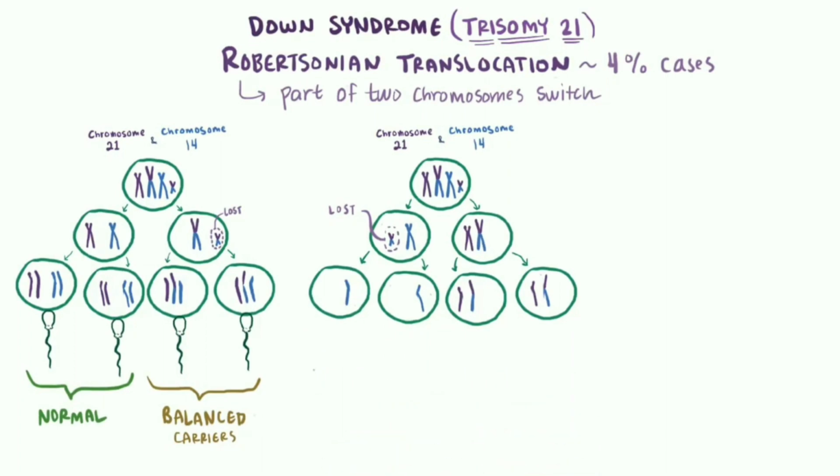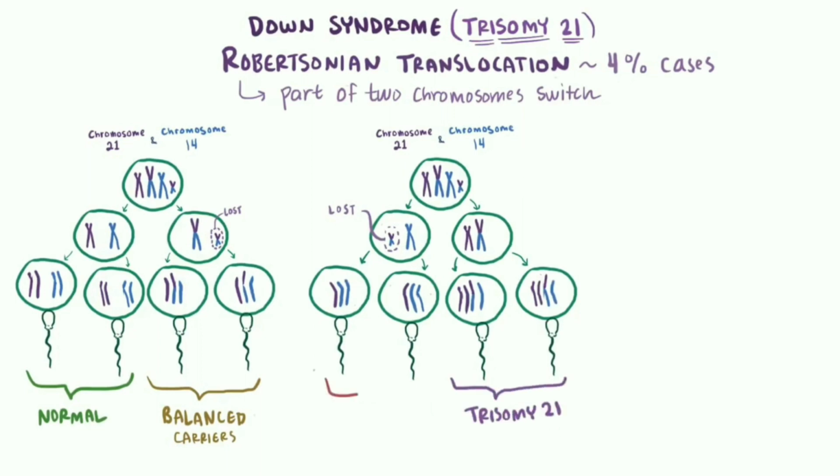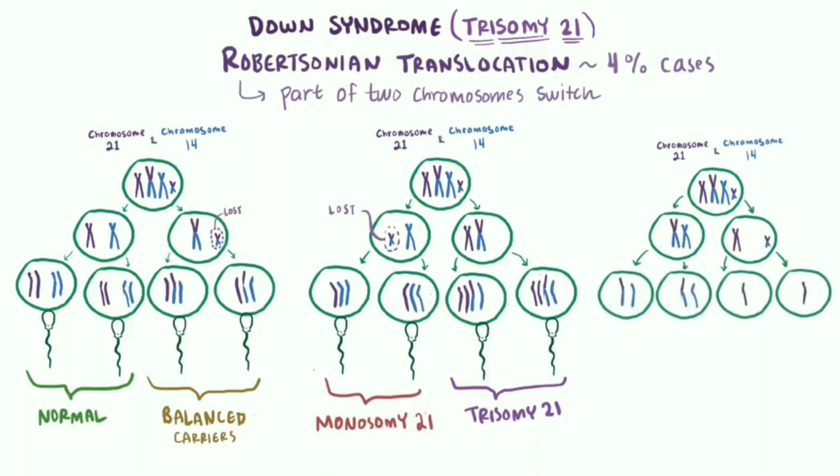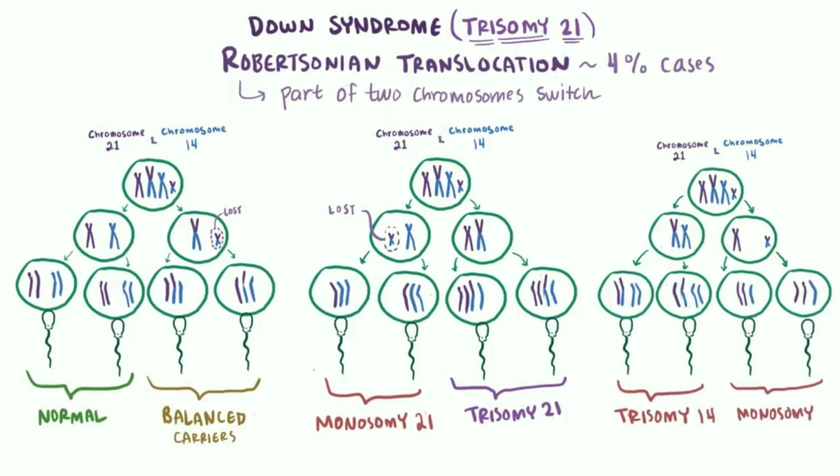Now combine these with the other parent's chromosomes again, and you have trisomy 21 here and monosomy 21 here, since it is missing a chromosome 21. If this process was such that chromosome 14 ended up with the long chromosome first, then you would ultimately end up with trisomy 14 and monosomy 14. So, of the 12 possibilities, two end up being trisomy 21.